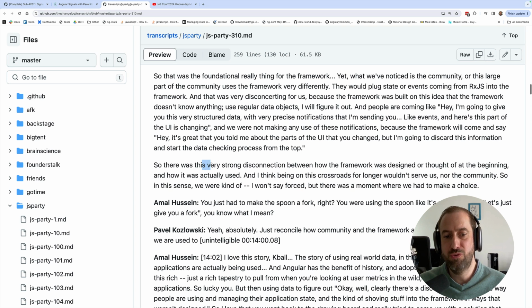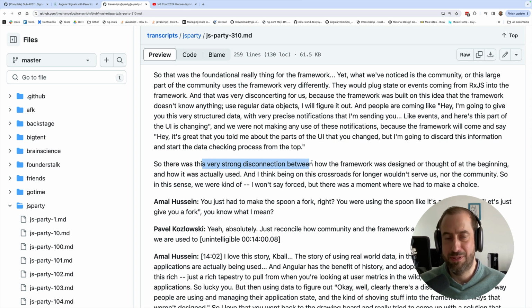So it was due to this disconnection between these two things that the Angular team thought that it would be a good time to rethink the way that we do reactive programming in Angular and how we can build applications in reactive style with Angular that is a good common middle ground between the way that the framework was originally designed, which was just use regular data objects, the framework will figure it out, and the way that a lot of the applications are being built, which is fully based on RxJS.